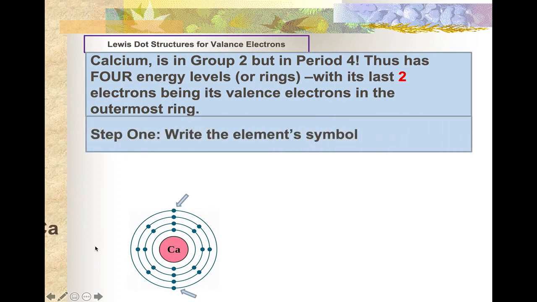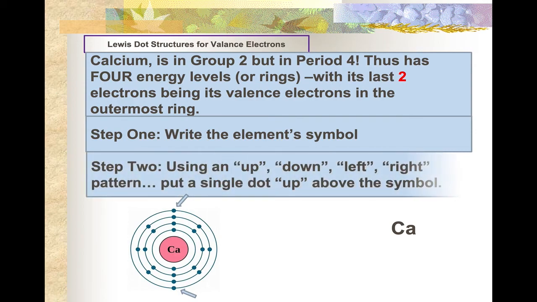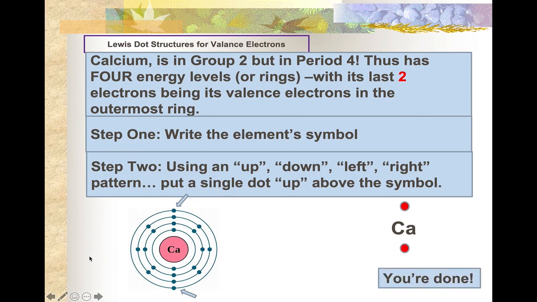Step 1, write the symbol. Step 2, since I only got 2 dots, I'm going to put 1 on top and 1 on the bottom. And I'm done. And that's calcium. Because it's in the second group, it has 2 valence electrons. Lithium and hydrogen were in the first group, they have 1. Nitrogen was in the 15th, which means it has 5. It had 5.